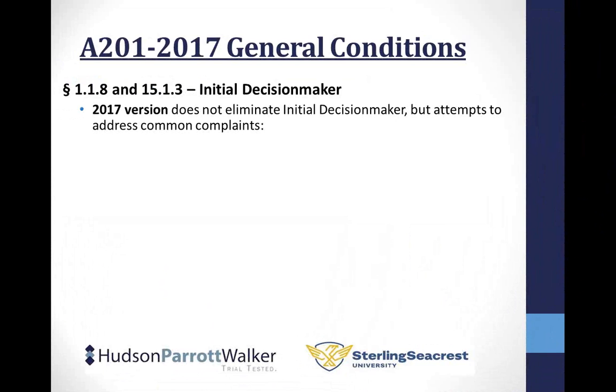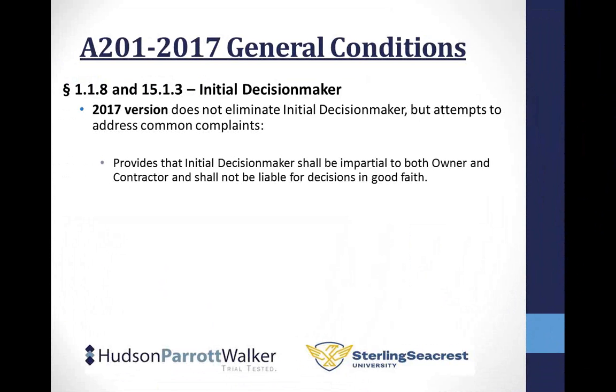Instead of getting rid of the initial decision maker, which is the architect, in most cases, the AIA added provisions to insulate the architect and protect him. They say you've got to be impartial, and as long as you make a decision in good faith, you're not going to face any liability for it. Now, the idea was, well, we'll encourage architects to actually issue initial decisions that mean something. I still don't think they're going to at the end of the day. They don't want to take a stance when the owner's paying their bill.